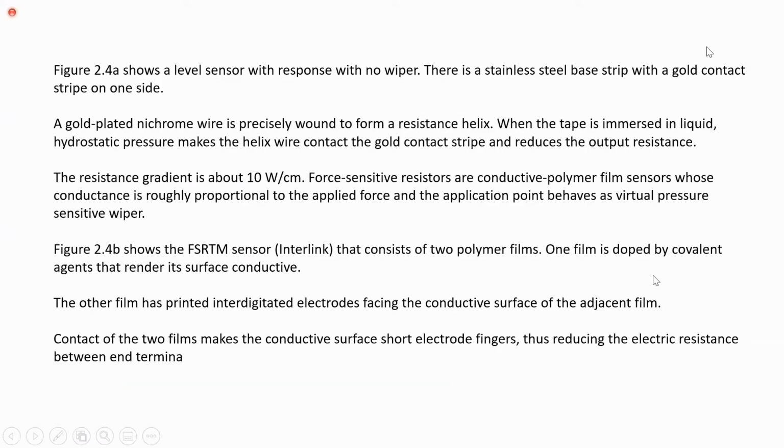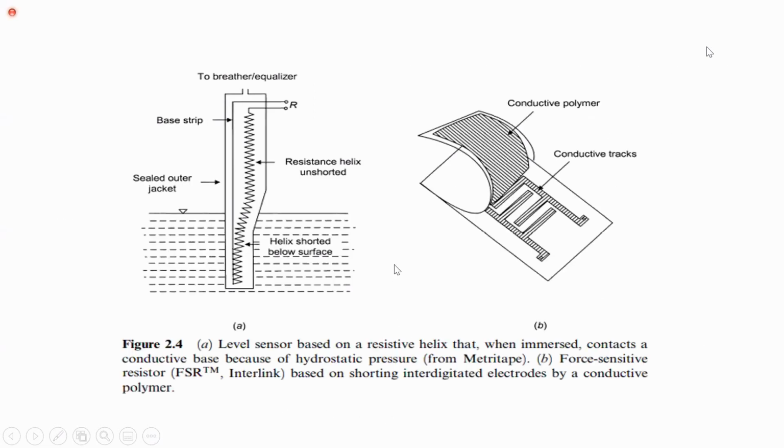One film is doped by covalent agents that render the surface conductive. The other film has printed interdigitated electrodes facing the conductive surface of the adjacent film. Contact of the two films makes the conductive surface short the electrode fingers, thus reducing the electric resistance between the end terminals. So here you can observe that if you allow this first plate to contact the second plate, we will get contact between the first plate and second plate. Then we will get different resistance values.